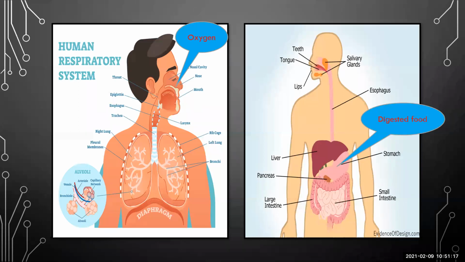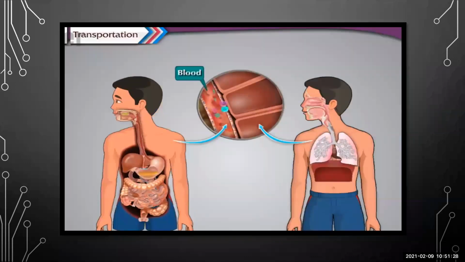And digested food also, whatever food we are eating, it gets digested, and whatever important nutrients are essential for our body are absorbed by the different parts of our body. You can see here, this transportation in our body is done with the help of the blood, which will transport the oxygen and the digested nutrients in our body.